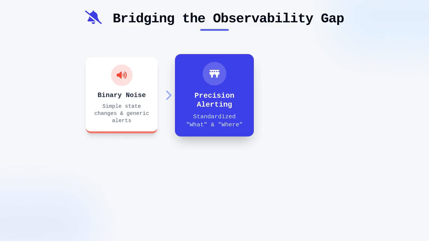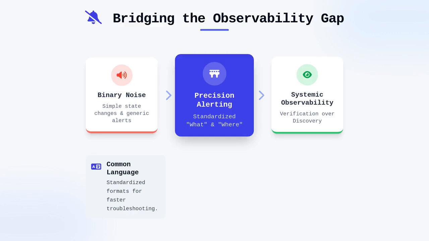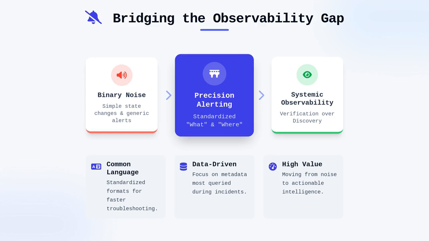Ultimately, the goal is to bridge the gap between simple binary state changes and complex systemic observability. An effective alert should explain the what and the where with sufficient precision that the initial dashboard lookup becomes a verification step rather than a discovery mission. By standardizing the way your team formats these messages, you create a common language across your infrastructure, making it significantly easier to maintain and troubleshoot your detectors over time.